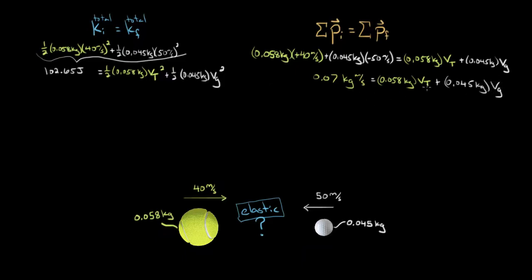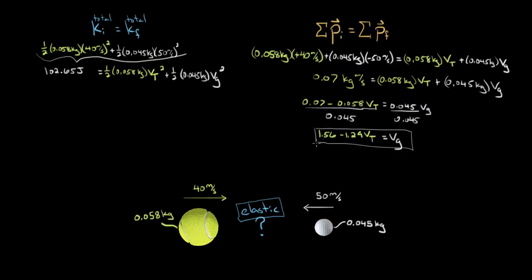If I solve this for VG, I'll subtract 0.058 VT from both sides, leaving 0.045 VG. And now I can divide both sides by 0.045. Over here, 0.07 divided by 0.045 is equal to 1.56. And 0.058 divided by 0.045 is equal to 1.29, and this is multiplied by VT. That's what's equal to VG. So I have an expression for VG, the final velocity of the golf ball: 1.56 minus 1.29 VT.